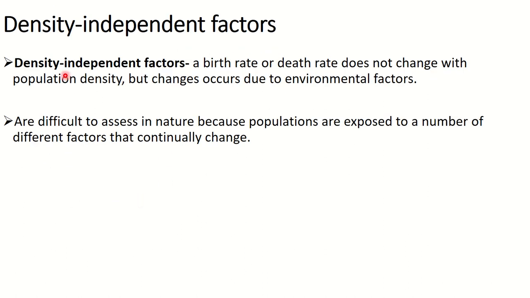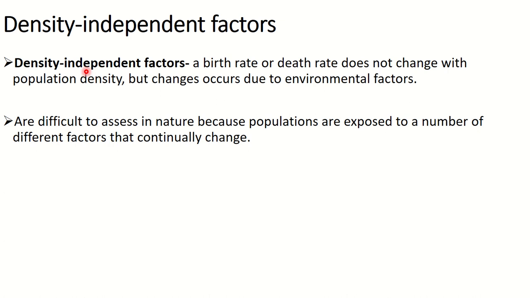Let's have a look. Density independent factors are a birth rate or death rate that does not change with population density, but changes occur due to environmental factors. So the number of organisms does not influence the abundance of a population itself. In other words, the number of organisms themselves are not influenced by using up resources, then it's considered to be density independent factors.